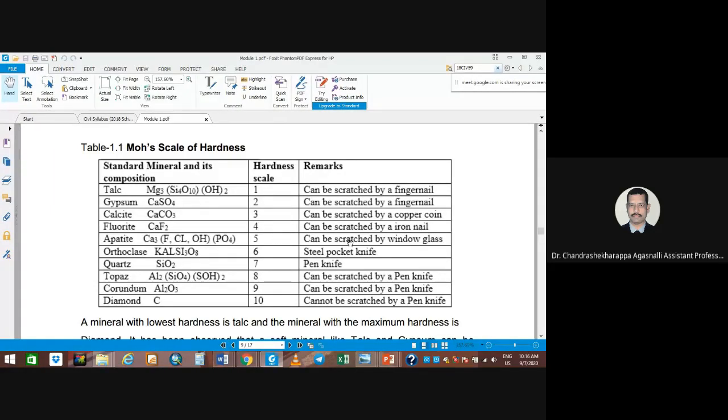Apatite is the fifth one. It can be scratched with a window glass or something else. And orthoclase, you have to use a knife to scratch this mineral.